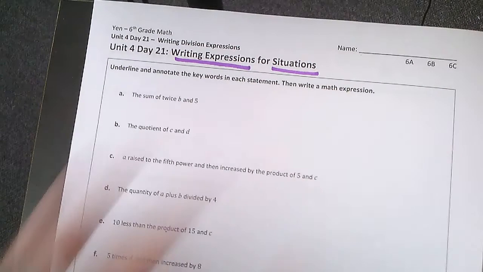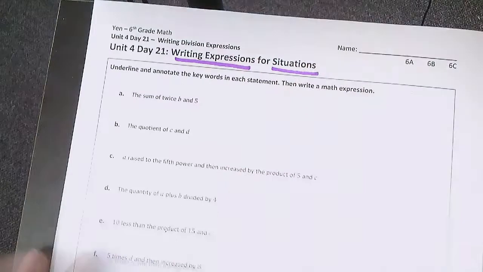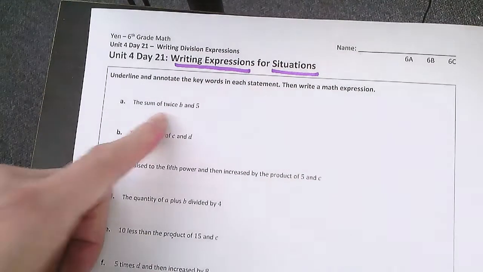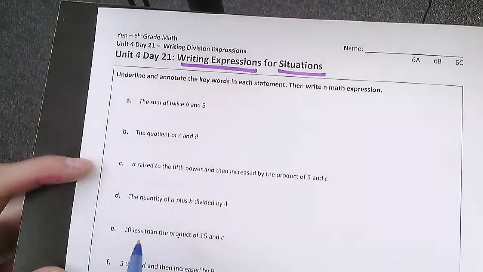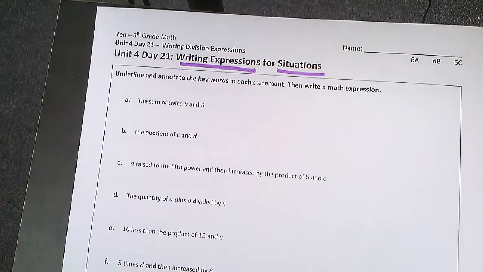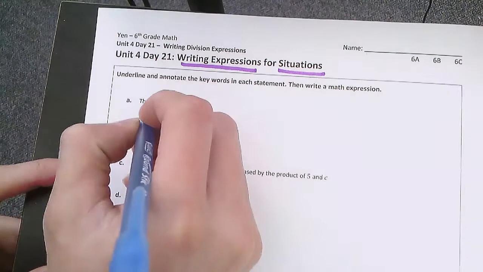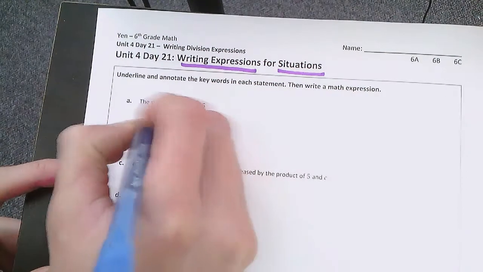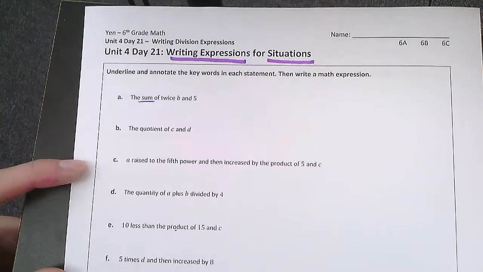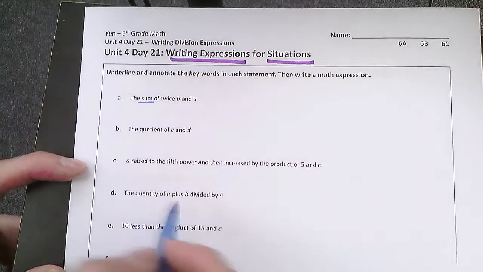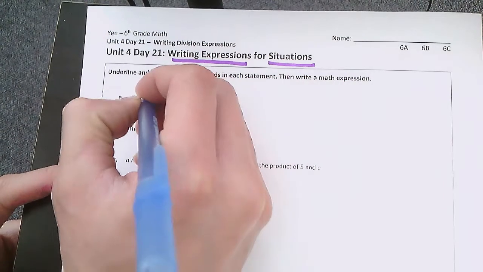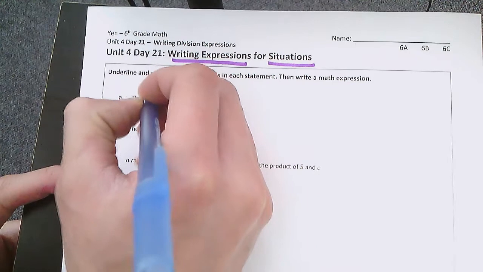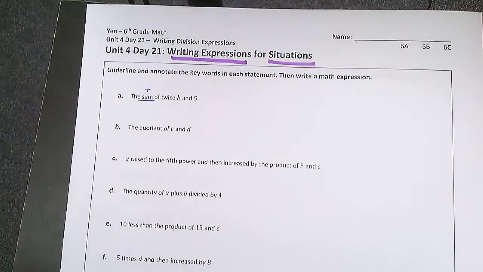And if you look at this first problem, the sum of twice b and 5. So we're going to start by underlining the words that tell us what kind of operations we're going to use. So I know sum, I'll underline that. And I always think it's also helpful if you're not sure what sum is, you can put a little annotation for plus sign. So I know I'm going to have a plus sign somewhere in my expression.